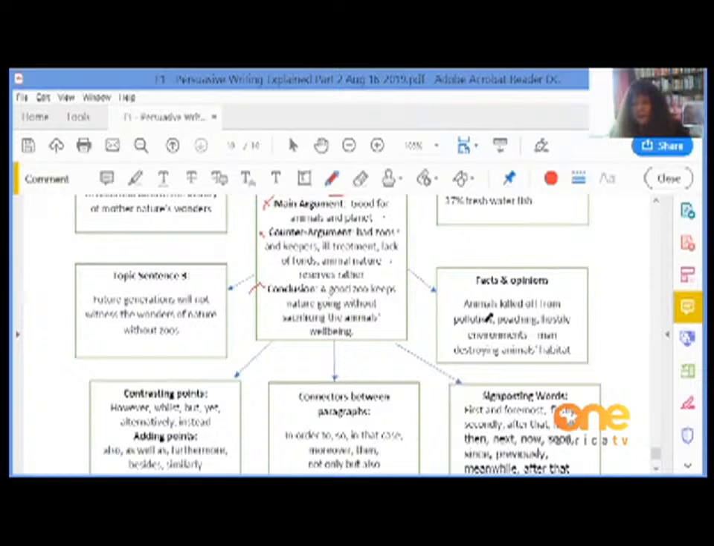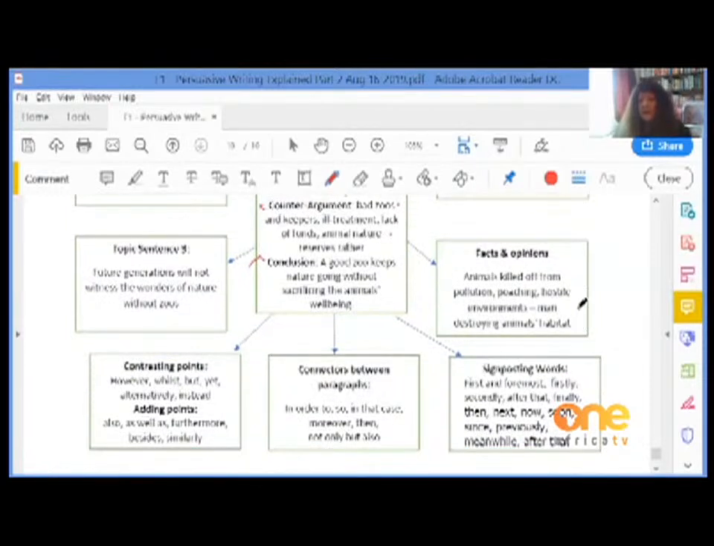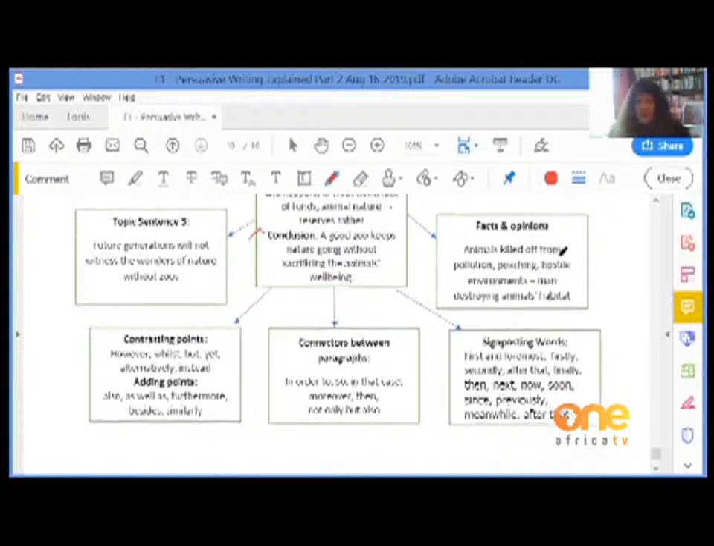Facts and opinions. Also things that you might need to look up in your research. Animals killed off from, as we said, pollution, poaching, hostile environments, and generally man destroying the habitat of animals. Okay, I believe they're supposedly clearing the Amazon forest yet again, because the new prime minister in that country says that's fine, people need work, etc. So let's not worry about anything else. So he's a bit short-sighted there.